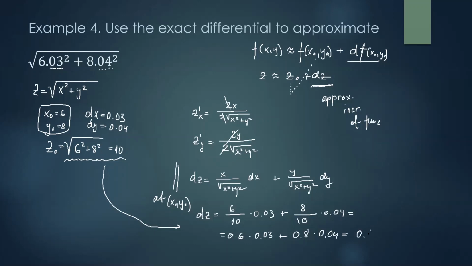This is 0.018. This is 0.032. So we see 0.05 as a result. And so I can say that this is approximately 10 plus 0.05. This is the dz value.